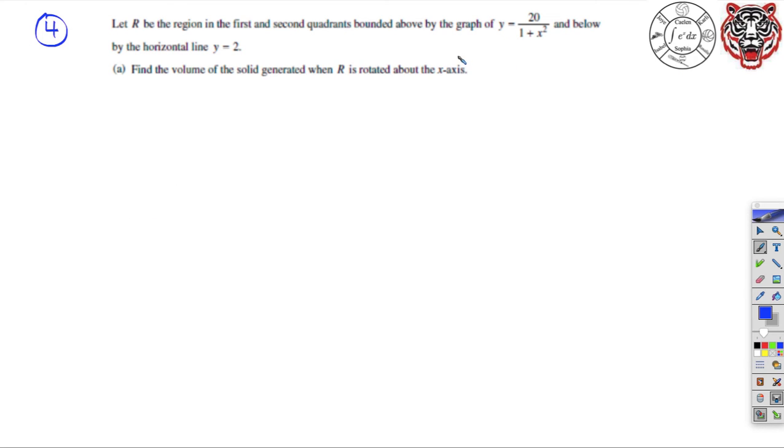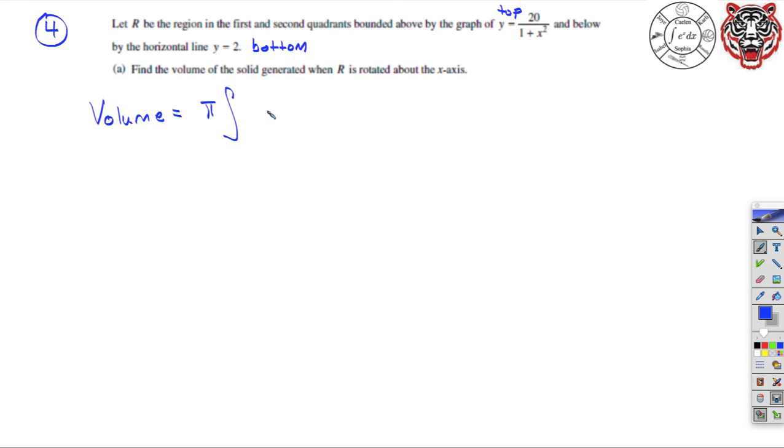All right, so for number 4, the first thing that we want to know is which one is on top, which one is on the bottom. We have two equations. So it says it's bounded above by this one and below by this one. So that means this one is going to be the top, and this one is going to be the bottom. So our integral for our volume is going to be pi times the integral from a to b, and we don't know where a and b are, so we'll have to come back and find those.